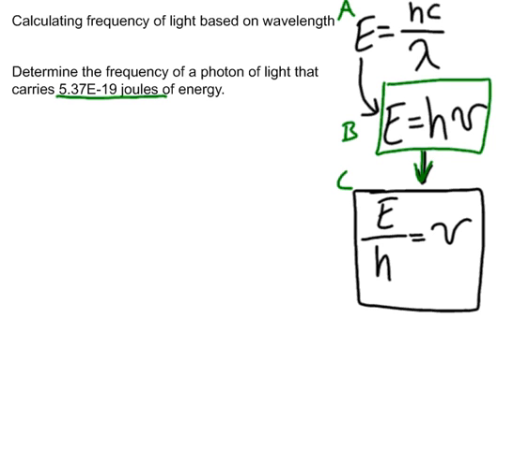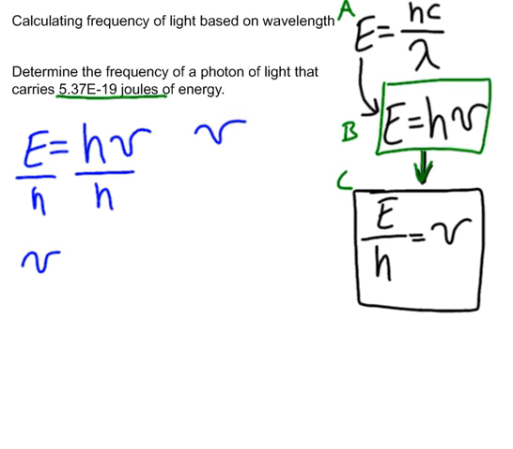All right, so let's go ahead and take a look at the problem that we have in front of us. We're determining the frequency of a photon of light that carries 5.37 times 10 to the negative 19 joules of energy. Okay, so I'm going to set the problem up. Energy is equal to Planck's constant times frequency. Now, before we even plug in any numbers, let's go ahead and treat this like a literal equation and solve for the variable that we want. We want to solve for frequency. So if I divide both sides by h, Planck's constant, that means I'm going to end up with frequency equals energy divided by Planck's constant, which is h.